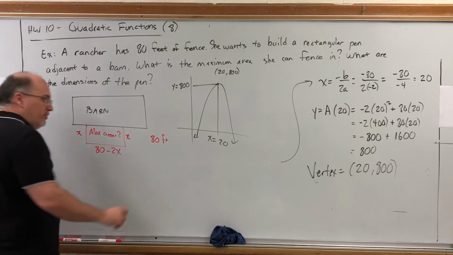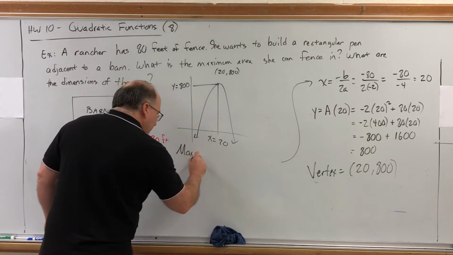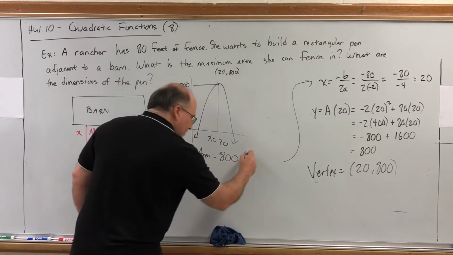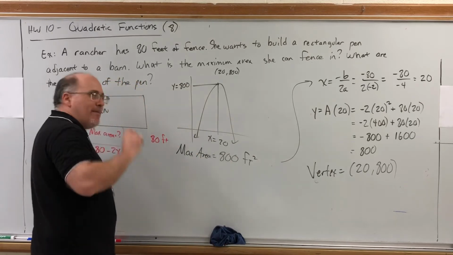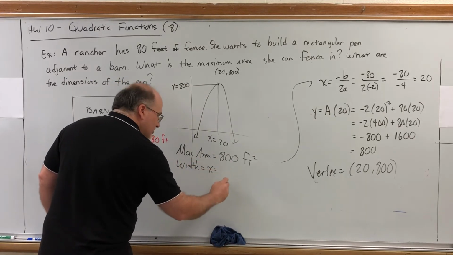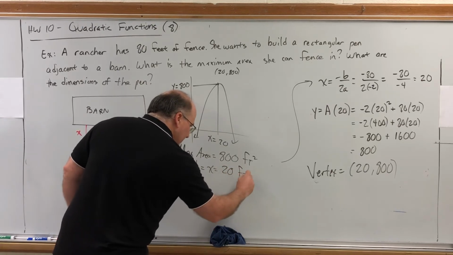So here's what we know. The maximum area is 800 square feet. To get that maximum area, the width, which we call the x, has to be 20 feet.